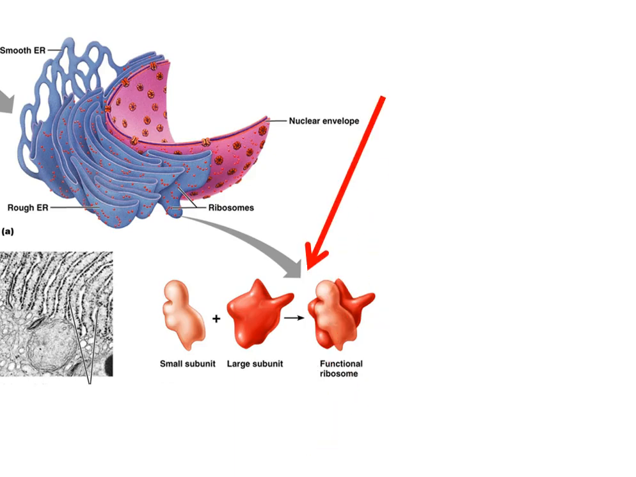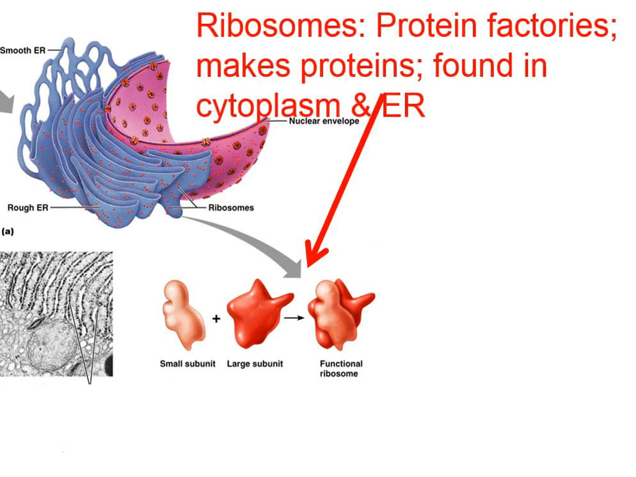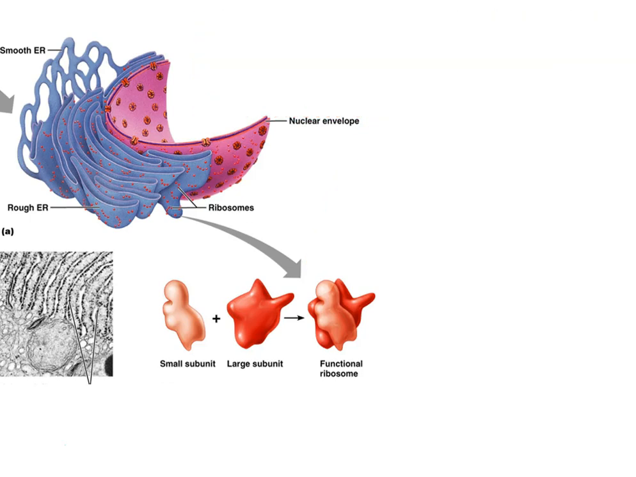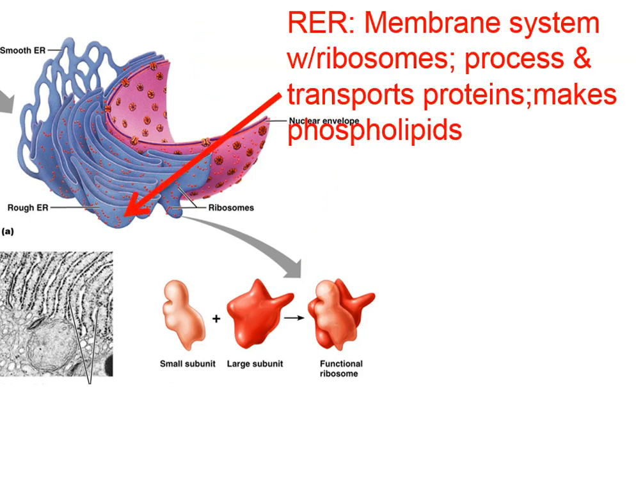So we have smooth ER and rough ER. Rough ER contains ribosomes, and so on your chart, ribosomes are protein factories, making proteins found in the cytoplasm and on the endoplasmic reticulum. Since this endoplasmic reticulum has the ribosomes, it's called rough ER. It's a membrane system with ribosomes that processes and transports proteins. It also can make some phospholipids.